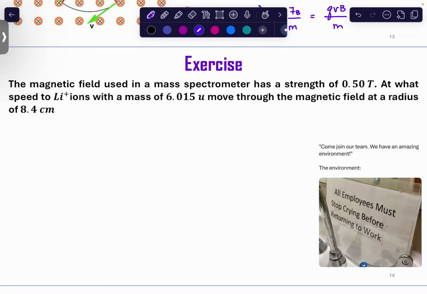So, how do we solve this? There you go. But the thing is we need a mass that we can use. 6.015 U. What is U? I need this in kilograms. You convert it.